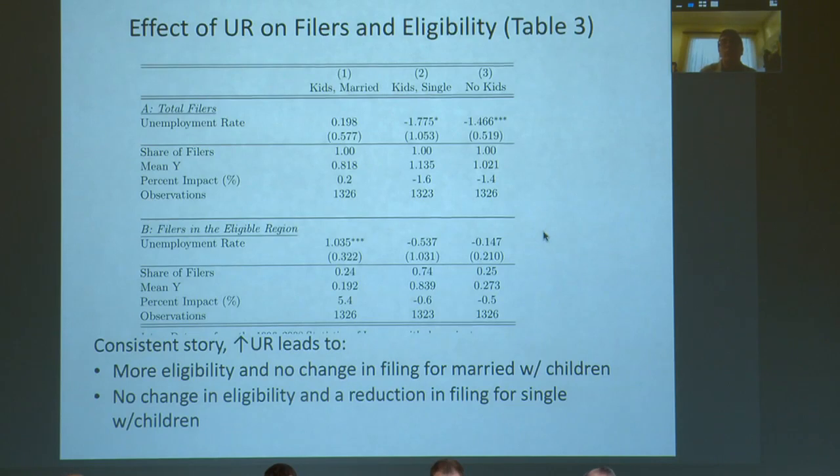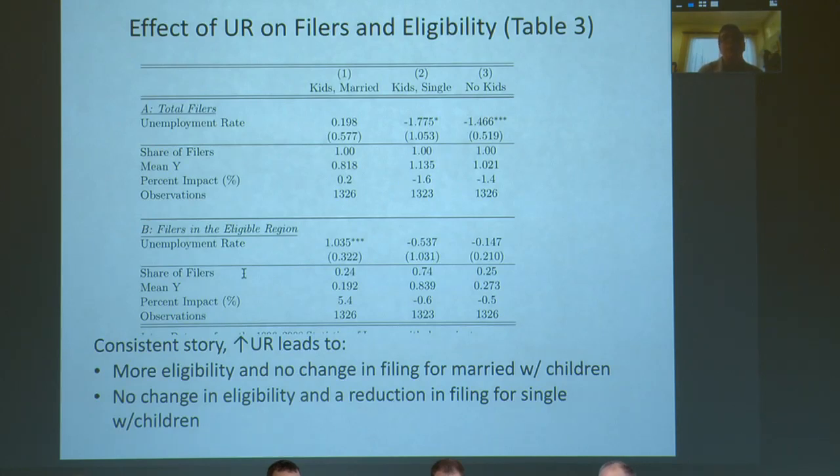We can also look at the number of filers, and we see the total number of filers, fewer people, singles and with no kids, are filing when times are bad, likely because their income is too low to make it make sense for them, and there are a lot of credits they're missing. And then if we look at filers who are in the eligible region for the EITC, we see a strong increase in filing amongst married folks with kids.